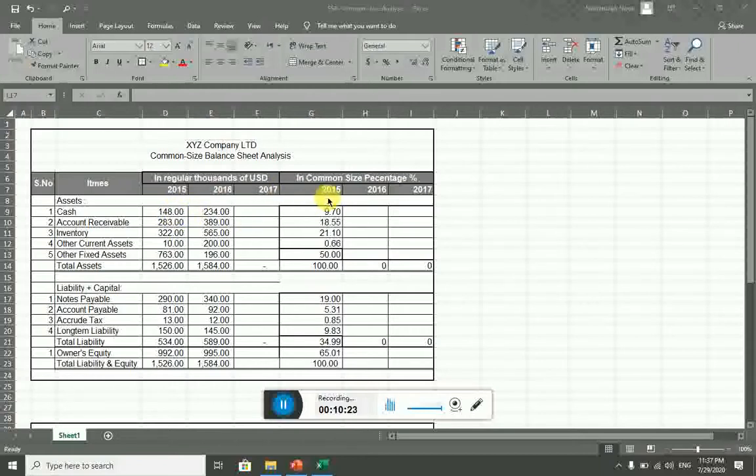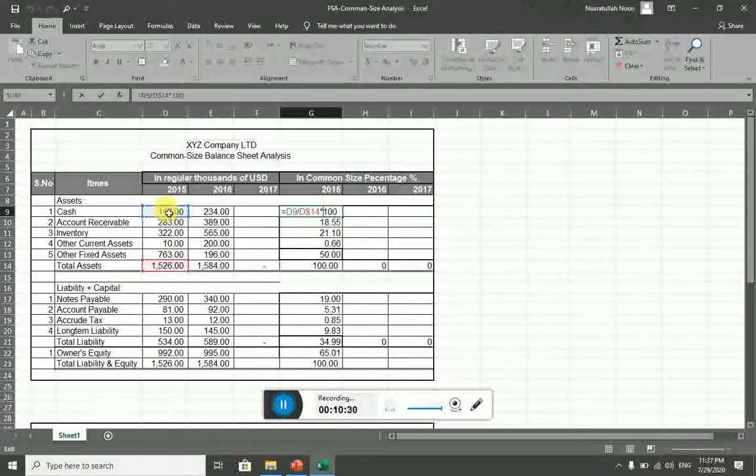The 2015 operation has already been done. You can see what has happened. What is the formula for the first? You can see it is the subtotal divided by the grand total: cash divided by total assets multiplied by 100, and you get 9.7%. It means that 9.7% of total assets is cash.